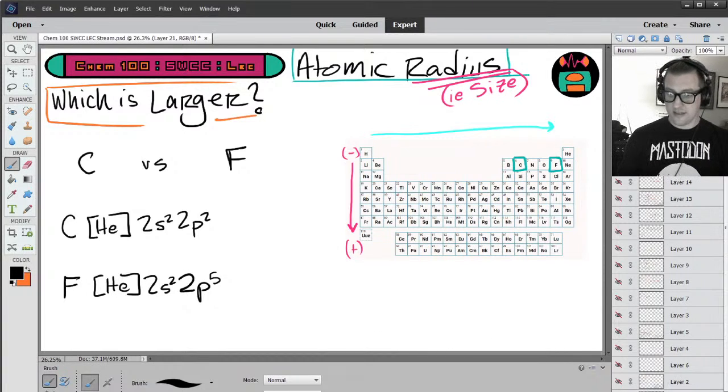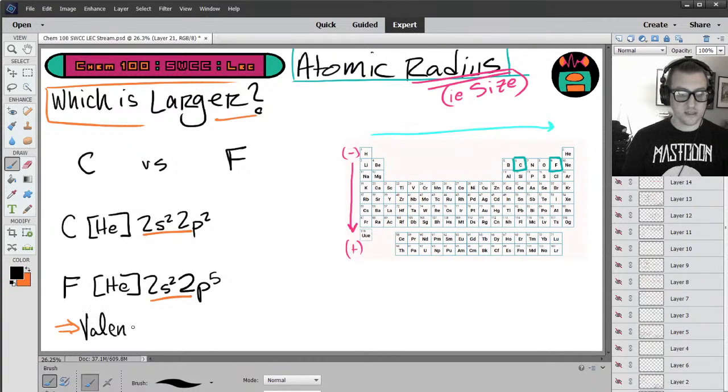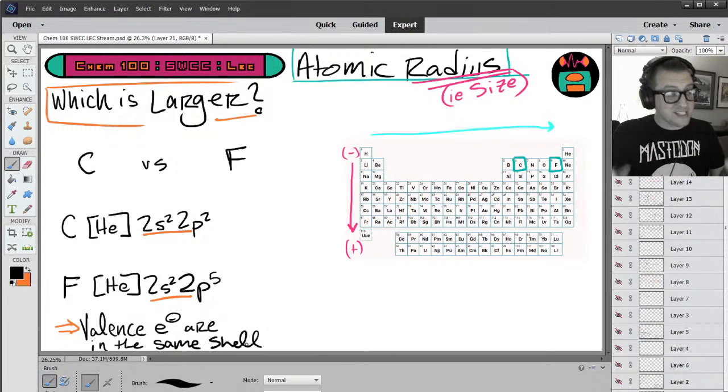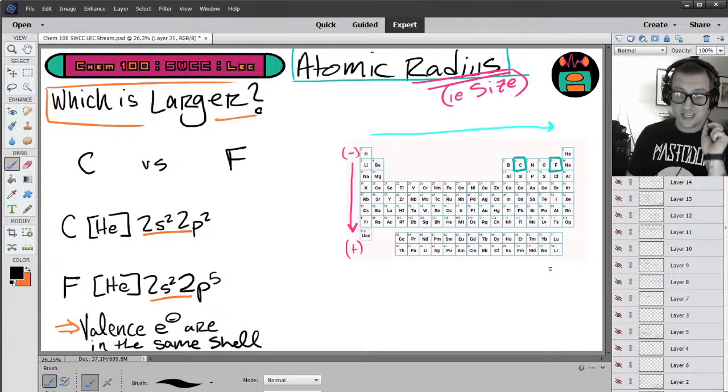You'll notice for carbon and fluorine, that the valence electrons, the electrons that are furthest from the nucleus, are in the same shell. Right? We know this. That's why we have a tie on our hands. They're in the same shell. So theoretically, they're the same distance from the nucleus, but there's a subtle difference. All right, and this is where the tiebreaker comes into play.